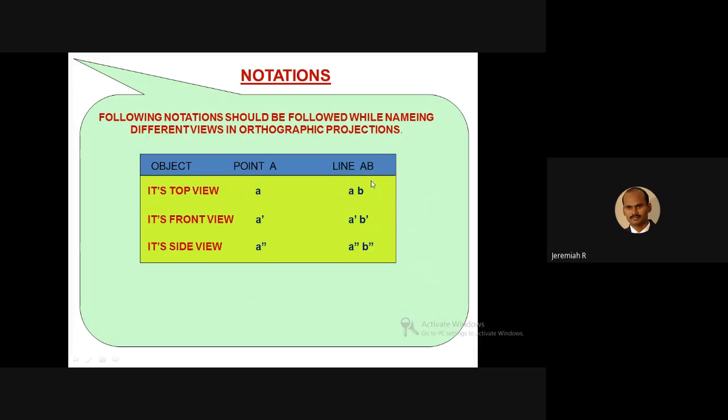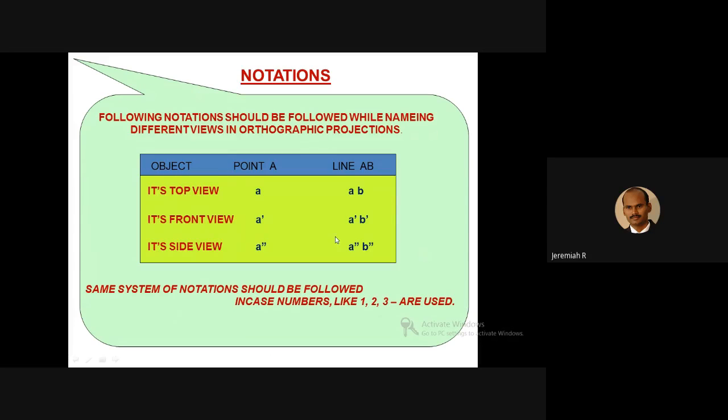If it is a point, if it is a line, we have to consider A dash and B dash. If it is a side view, we will not follow this. But in the fifth unit, there are some orthogonal positions. That time we will apply this side view. Except that, we will not apply this. If it is a side view, we will apply A double dash. If it is a point, if it is a line, A double dash, B dash, B double dash. So you have to follow the same notation.